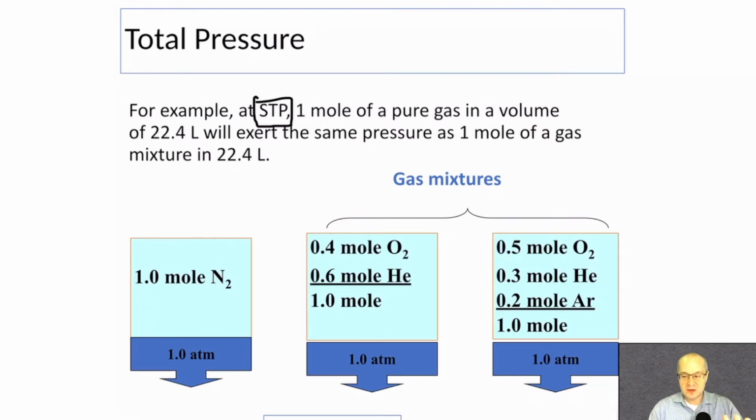So here's the deal. It's called molar volume. If you have 1 mole of a pure gas at standard temperature and pressure, you will have 22.4 liters. That's just molar volume. That's what it's called. Okay? If you have a mixture of gases at standard temperature and pressure and 1 mole, you will also have 22.4 liters. The take-home message is here, it does not matter if the gas is pure or not. It can be a mixture. At STP, standard temperature and pressure, 1 mole, you're still going to have the same volume.